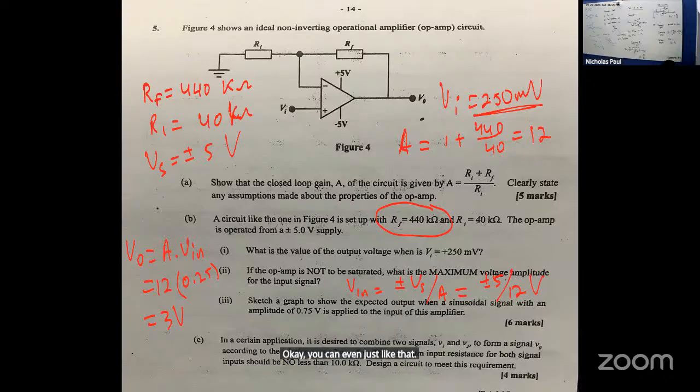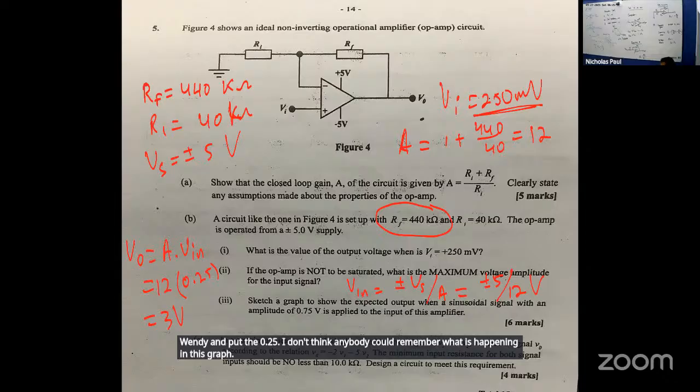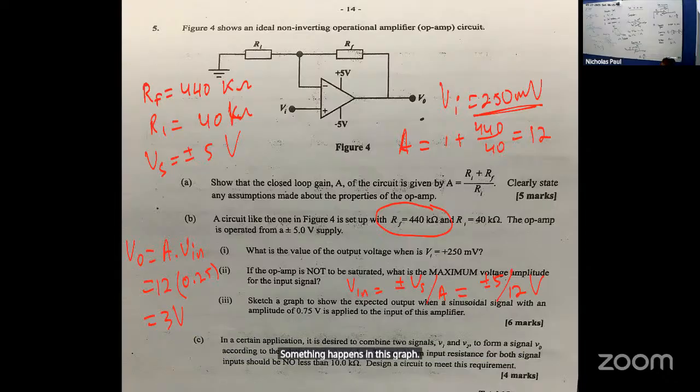Do you have a sketch graph? I think we can sketch a graph quickly. Sketch a graph to show the expected output when the input amplitude is 0.25. Something happens in this graph. The amplitude of the input is 0.25. It plateaus when it's above what? Which is 5 over 12.